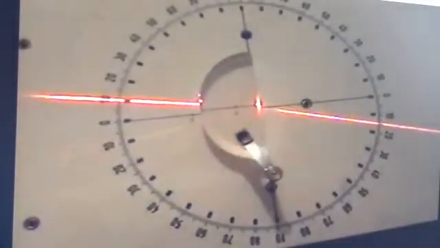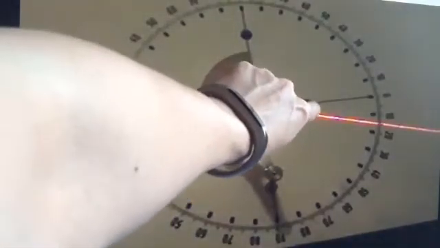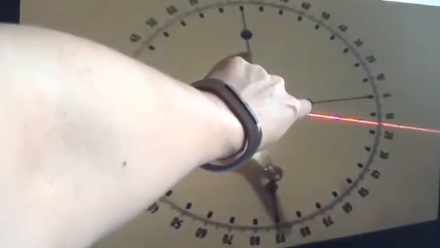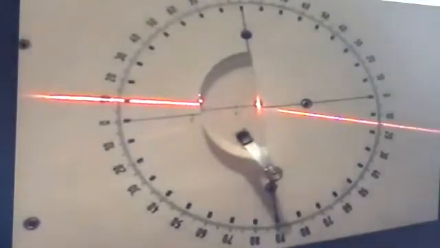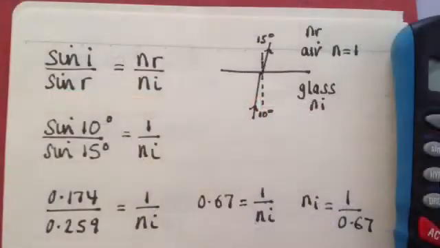As the light hits the air from the glass, it speeds up. And because one side reaches the air before the other, it changes direction by bending away from the normal. Here, the angle of refraction, R, is this angle here, which is measuring at 15 degrees. Now I can use these results to calculate the refractive index of the glass. I can use Snell's law to calculate the refractive index.